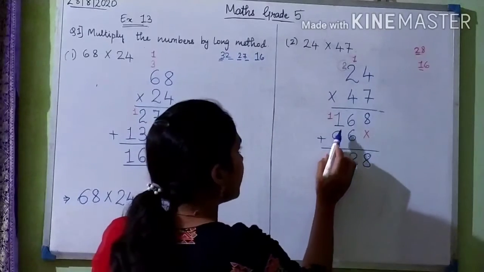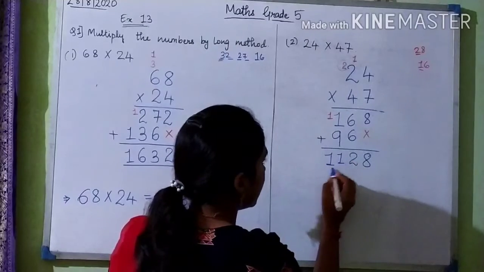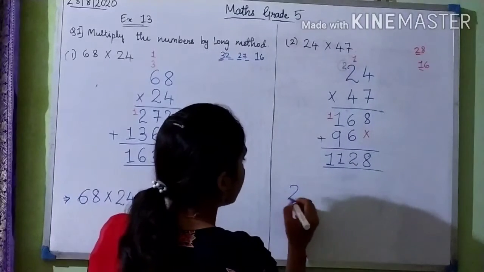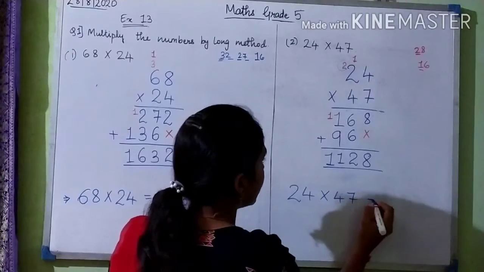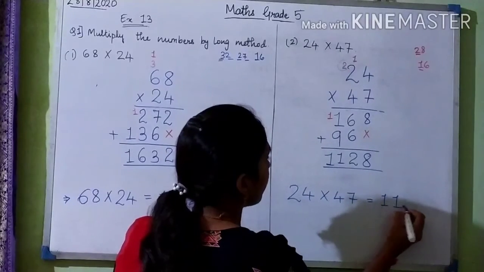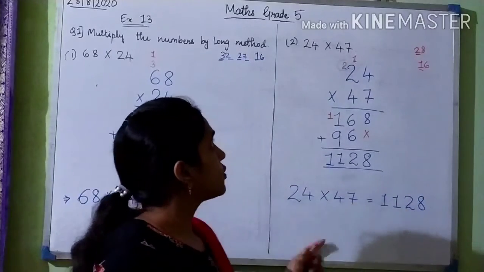Okay. Then 9 plus 1 is 10. 10 plus 1 is 11. So I get 11. Okay. So the multiplication 24 multiplied by 47 is equal to 1128. Okay. So this was the second sum.